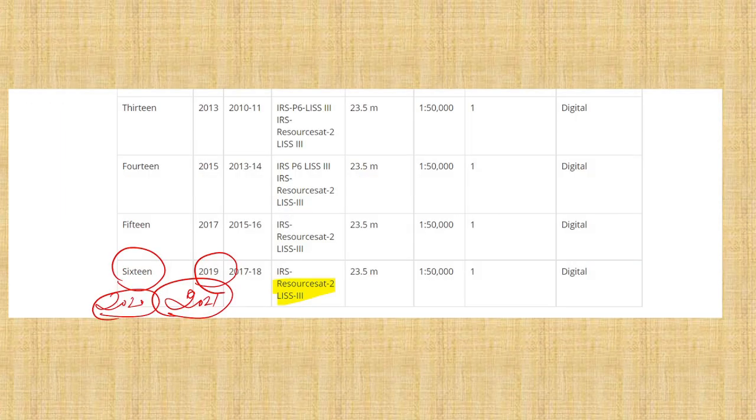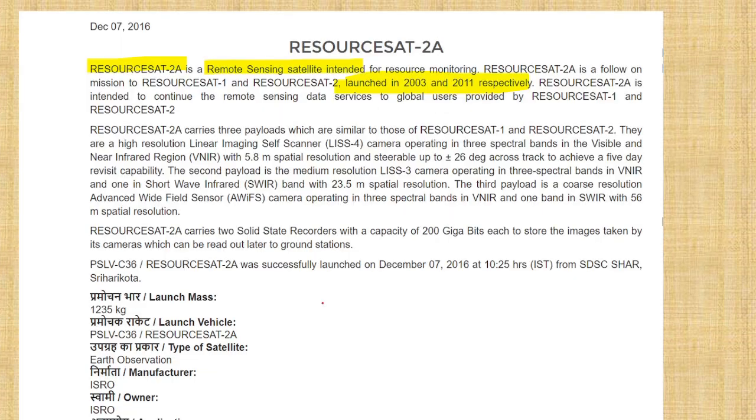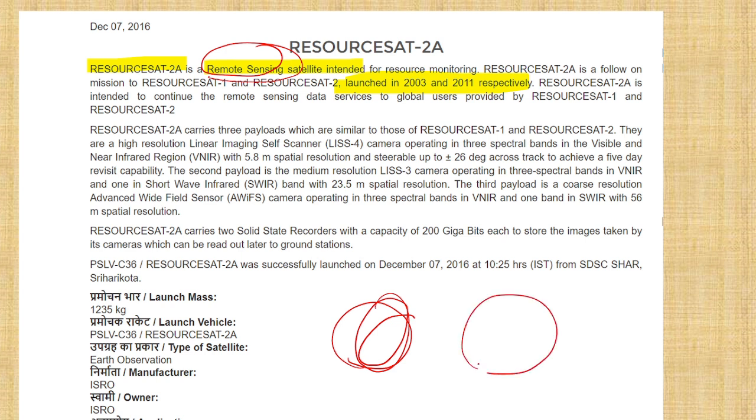And what I have included is how they are surveying: they are surveying through ResourceSat. What is this ResourceSat? It is a remote sensing satellite. The name itself is there, ResourceSat. There are two kinds of satellites. One is the Earth observation satellite, and the other is the communication satellite. This is a geostationary satellite, and this is a remote sensing satellite.